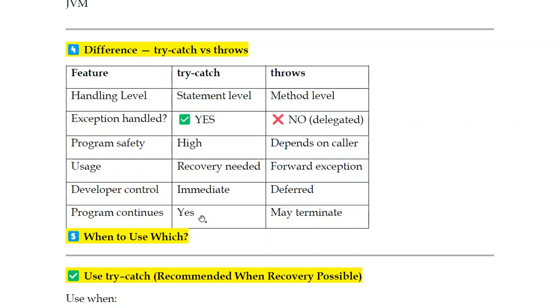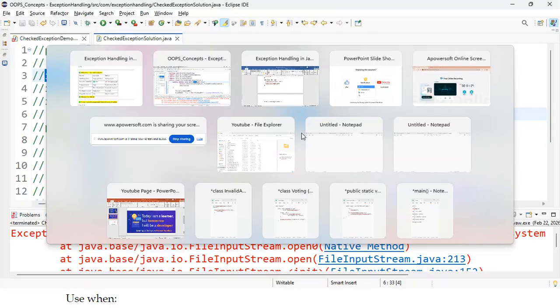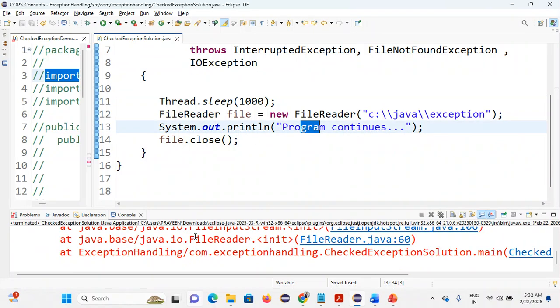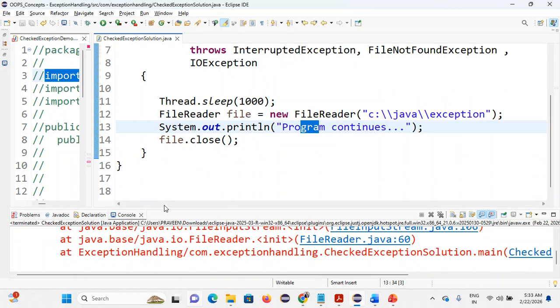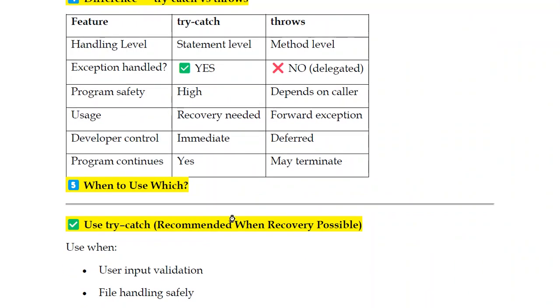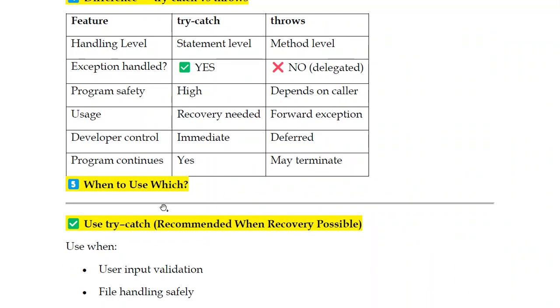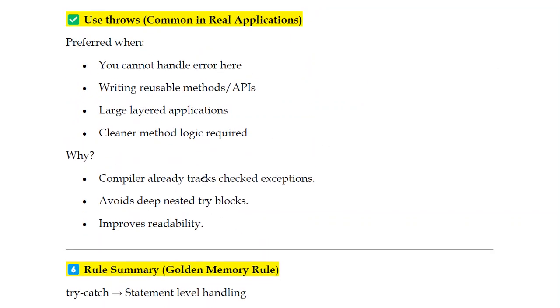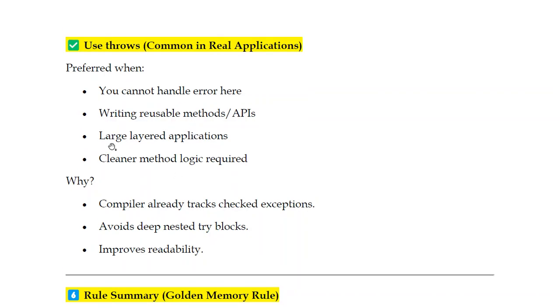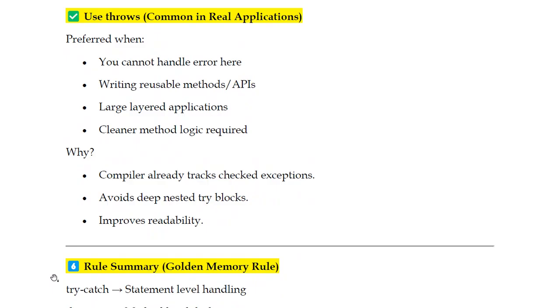Does the program continue? With try catch, yes, the program continues. If there is no try catch block, please refer to the previous one. Throws means it may be terminated. The rest of the program doesn't execute because you are just declaring an exception and carrying it forward. The JVM by default will execute the default exception alone, not the remaining statements. When to use which: for user input validation, file handling safely, or database operations, you can use try catch because you have to give an immediate solution. If you can't handle it here and someone else will handle it, then you can go with the throws keyword.